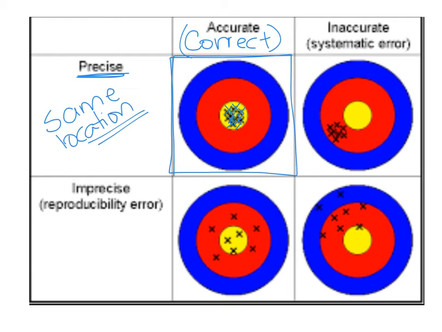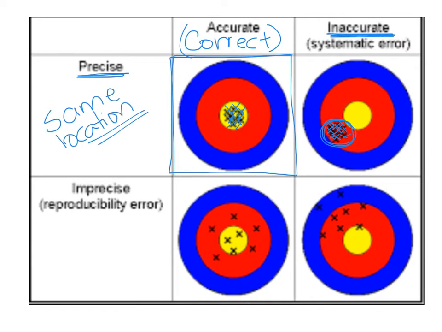If you were to be inaccurate, you might be a little bit off to the left here, as you can see in this image, but you keep hitting that same spot. So you are precise, you keep hitting that same location, you get those same numbers every time you take a recording, but you're not quite in that correct location, so you are inaccurate.